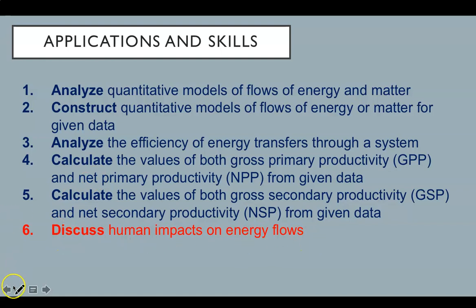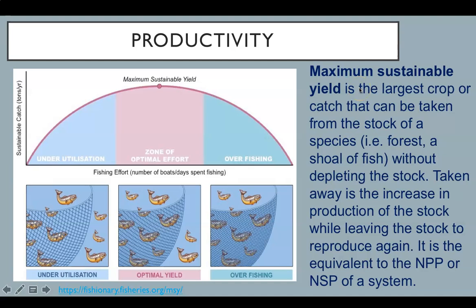In addition to performing these calculations, you need to discuss the human impacts on energy flows. First, you need to understand that maximum sustainable yield is the largest crop or catch that can be taken from the stock of a species, like a forest or a shoal of fish, without depleting the stock. Taken away is the increase in production of the stock, while leaving the stock to reproduce again. It is equivalent to the NPP or the NSP of a system.